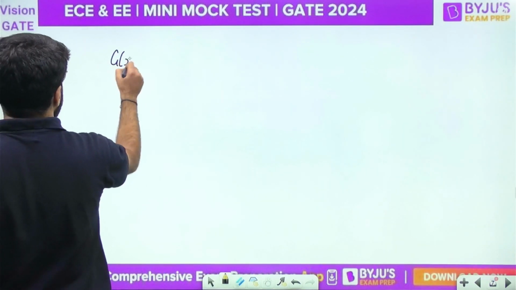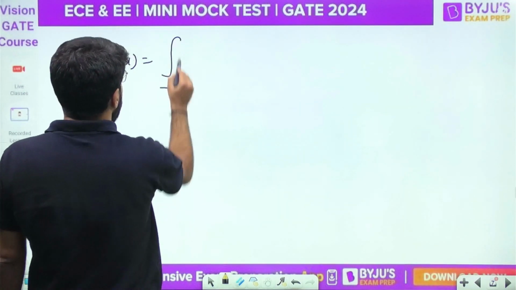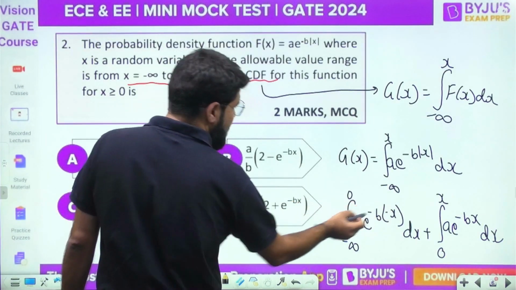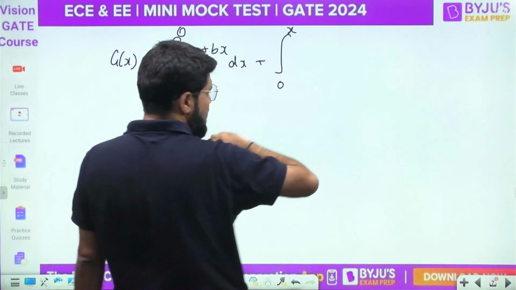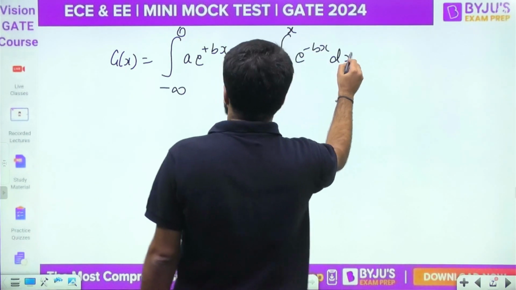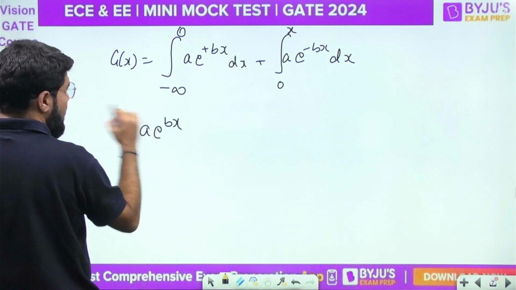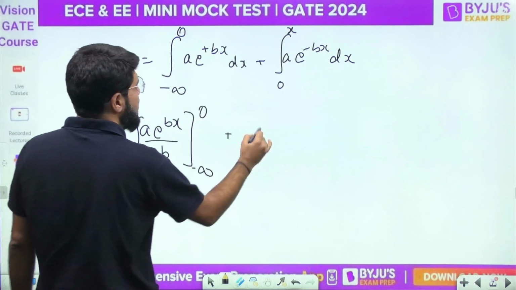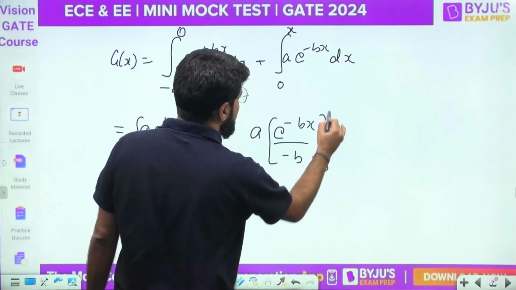So g of x is turning out to be how much? The integration from minus infinity to 0 of a e power plus bx dx, correct? And the next integration is from 0 to x of a e power minus bx dx. So what is this answer? The integral of a e power bx is a e power bx divided by b, with limit minus infinity to 0. Next is a e power minus bx divided by minus b, with limit 0 to x.